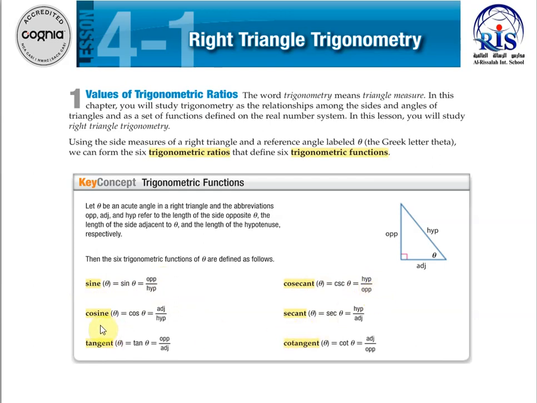Secant, which is the reciprocal of cosine, is hypotenuse to adjacent, and the cotangent is the reciprocal of tangent, which is equal to adjacent to opposite.